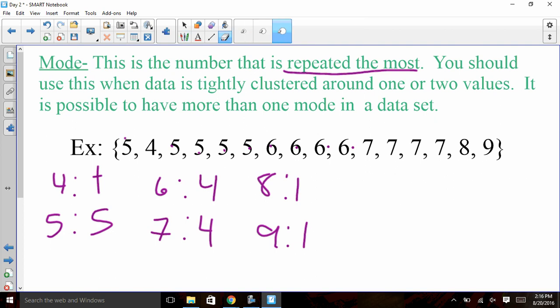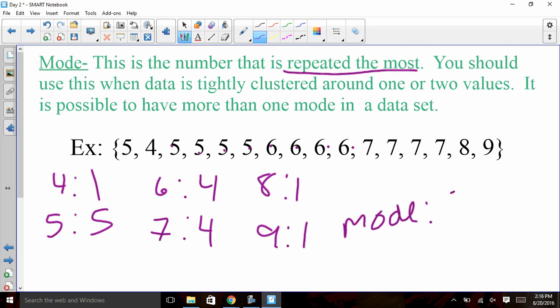Now you don't have to list these out every time, but I'm just making sure that we all agree again. Some of us are visual. I like to write these out. Since we see that we have the most 5s, my mode in this case is going to be a 5.